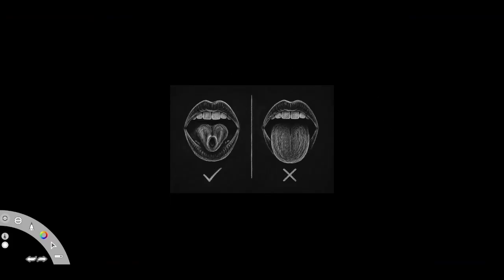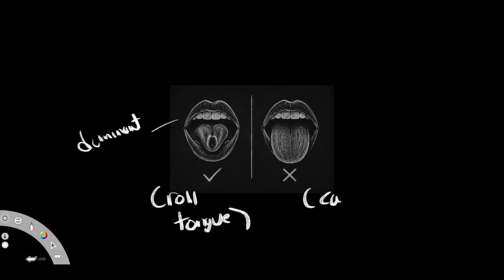All right, ability to roll your tongue. This one here is obviously able to roll. This person is not able to roll their tongue. Which one do you think is more common? Yes, it's actually this one. This one is more dominant. All right, so this is obviously a roll tongue. And this is obviously can't roll tongue.